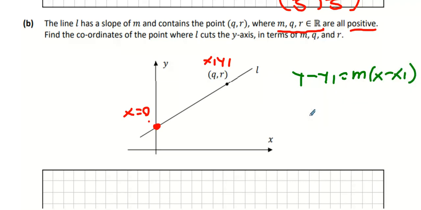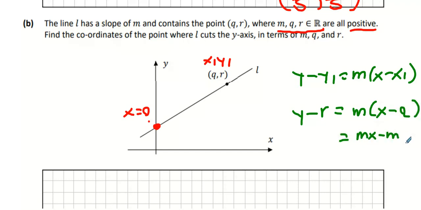And what I'm going to do here is I'm just going to get y. Now pick any point on the line. We have (q, r), so it's going to be y minus r equals m, where m is the slope, so just call it m. And then x minus x1, so it's going to be x minus q. I'll just call that mx minus mq, and you have y minus r.